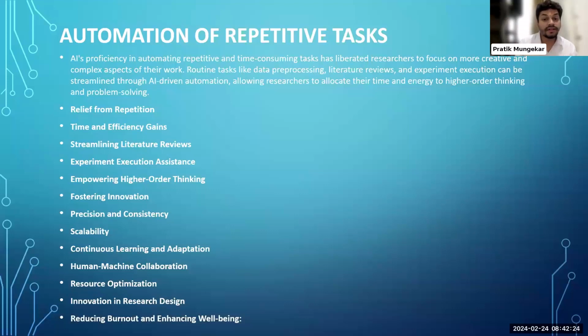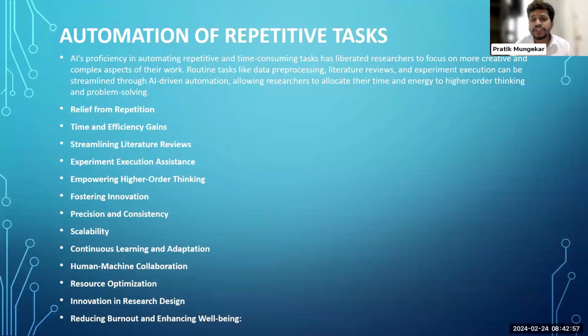Then the next is time and efficiency gains. So AI's strength lies in its ability to perform tasks at incredible speed and accuracy, as we discussed earlier, when applied to routine jobs like data preprocessing, which involves cleaning, organizing, and preparing data for analysis. AI can do the job in a fraction of the time it would take a human. So this not only saves time, but also ensures that the process is done consistently and without errors.